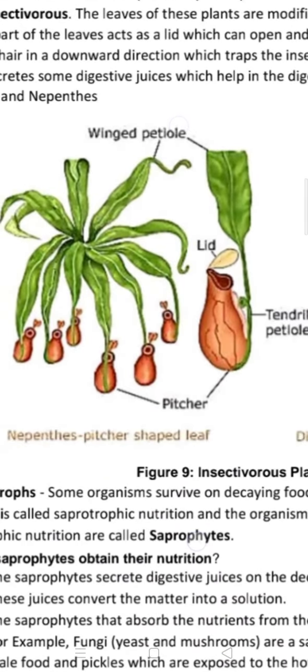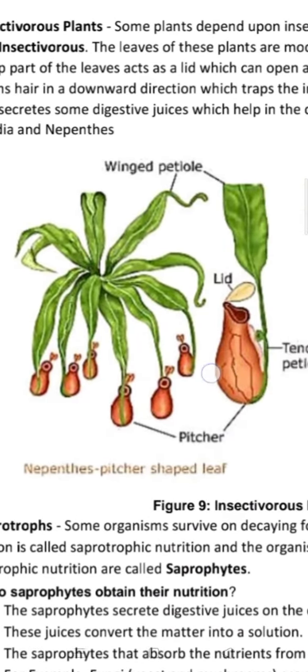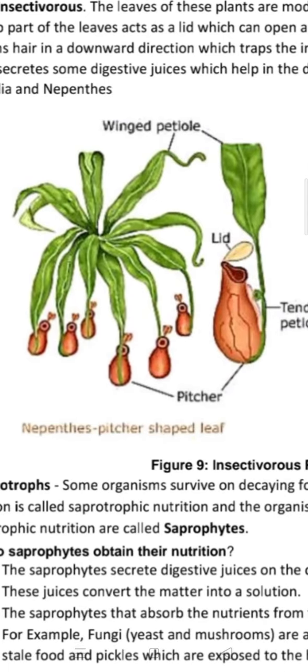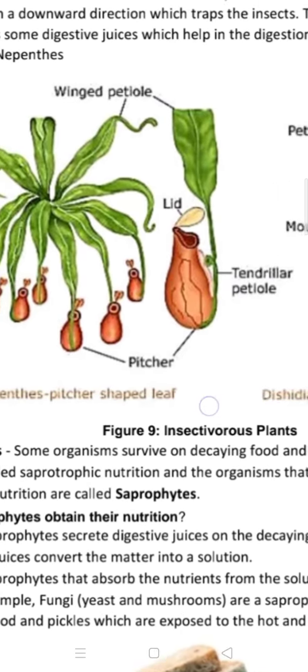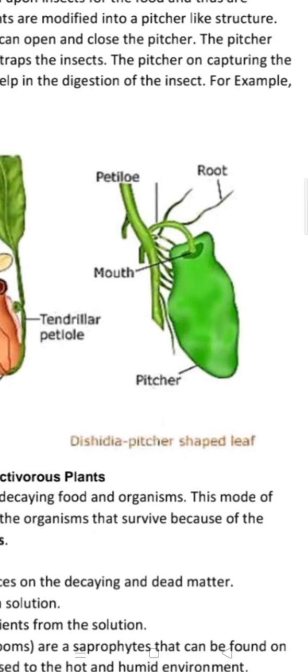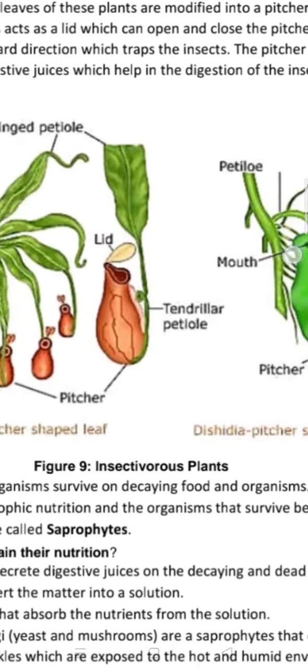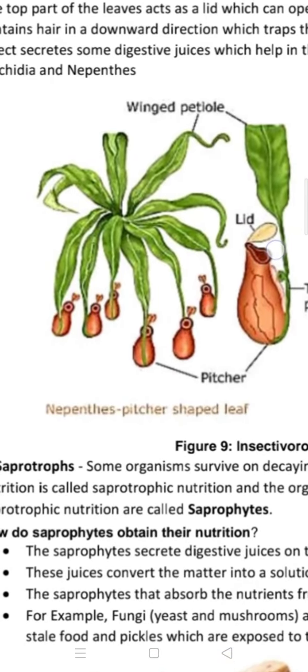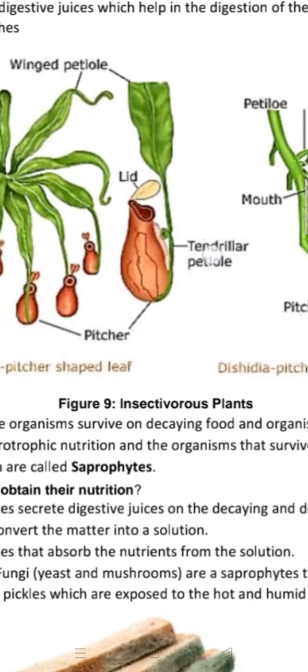You can see that this is the lid. If the insect goes below, the lid closes. This is a winged petiole, the leaves of the Nepenthes pitcher plant, and this is the Decidia pitcher plant. This is the roots of the plant, and this is the stem, and this is the mouth. If the insect falls in, it never comes up. You can easily tell the difference between the Nepenthes pitcher plant and the Decidia pitcher plant.